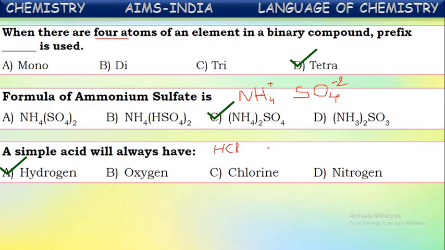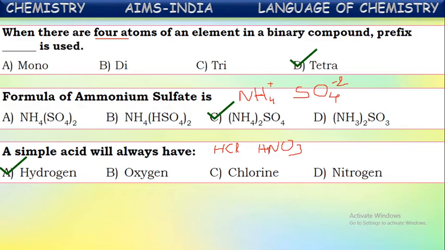If you see nitric acid, its formula is HNO3, there is hydrogen. If you see some other acids like sulfuric acid, whose formula is H2SO4, there is acid hydrogen in that. So in this way, almost all the acids, they have hydrogen in common in them.